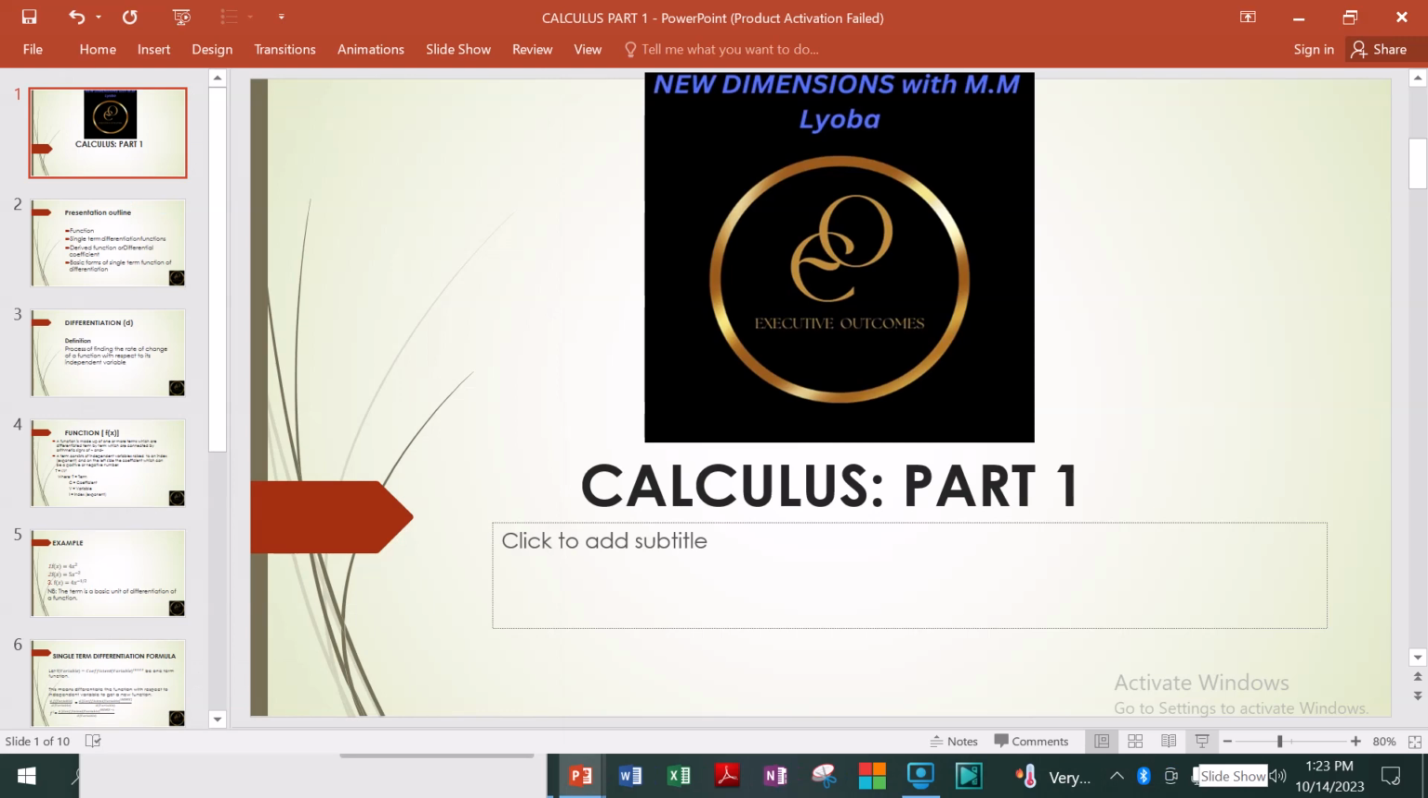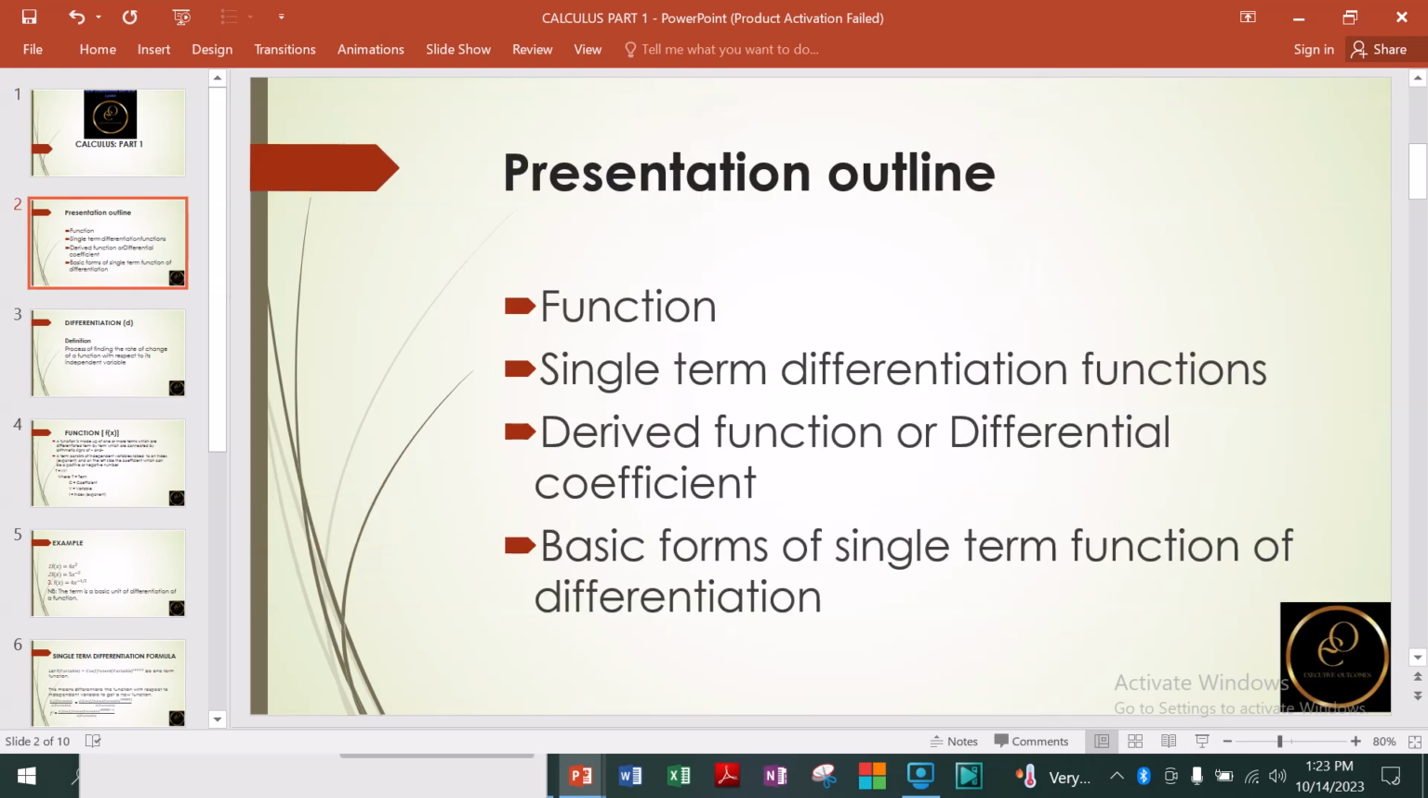I'm yet to present to you Calculus Part 1. The presentation outline will cover the following. I'll look at what a function is in this particular case for calculus. I'll also look at the single term differentiation function. I'll look at the derived function or differential coefficient. I'll also look at basic forms of single term function of differentiation.